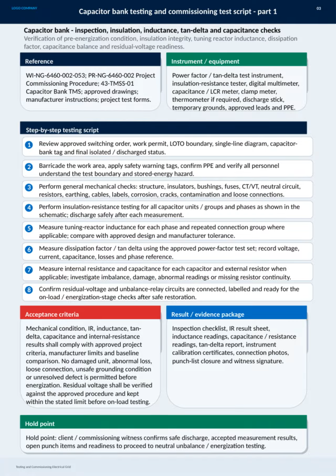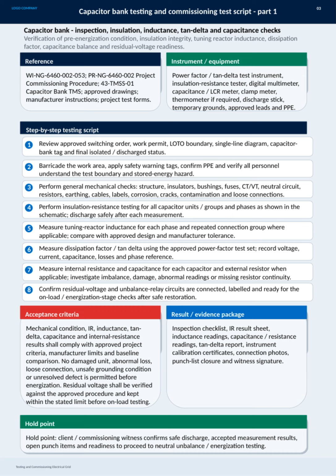The references listed guide us throughout the procedure, including project commissioning procedures, approved drawings, and manufacturer instructions, ensuring compliance with standards. The required instruments include power factor and tan delta test instruments, insulation resistance testers, digital multimeters, and other safety equipment such as discharge sticks and personal protective equipment. The testing script breaks down into clear steps.